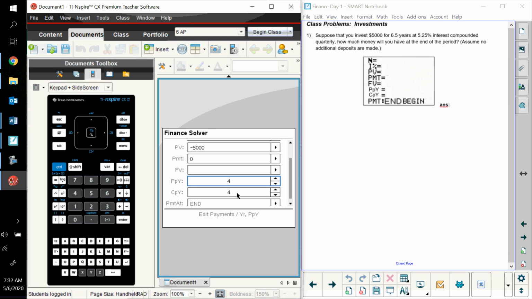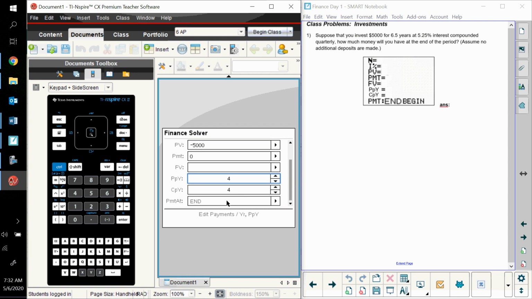And then notice the CPY automatically is 4 as well. Now, what the end represents, we'll do end for each of the ones we're doing. It just means that the payment is made at the end of the compounding period as opposed to the beginning of the compounding period. So we want to know the final value.